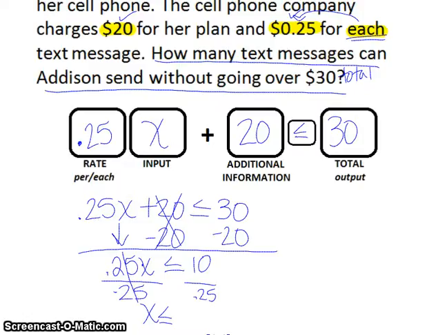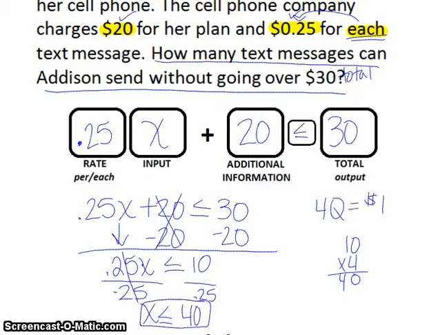Well, if I think about it as money, 4 quarters equal $1. So if I have 10 of those, I need to multiply 10 and 4. Which gives me 4 times 0 is 0, and 4 times 1 is 4. So x is less than or equal to 40 text messages. She can send at most 40 text messages, no more than 40.